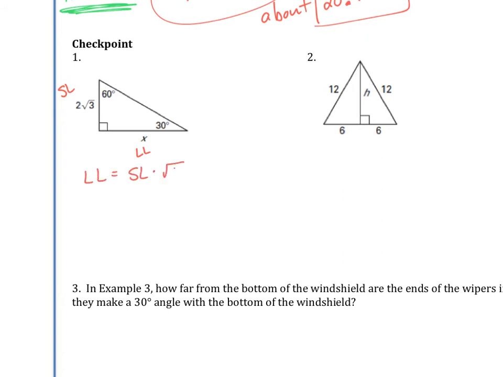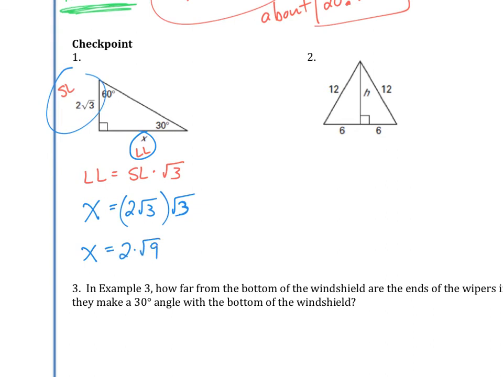long leg equals short leg times square root 3. So the long leg is x, and the short leg is 2 square root 3. So x equals 2 times square root of 3 times the square root of 3, which would give us x equals 2 times the square root of 9, because 3 times 3 is 9. The square root of 9 is 3, so this would be 2 times 3, which means x equals 6.